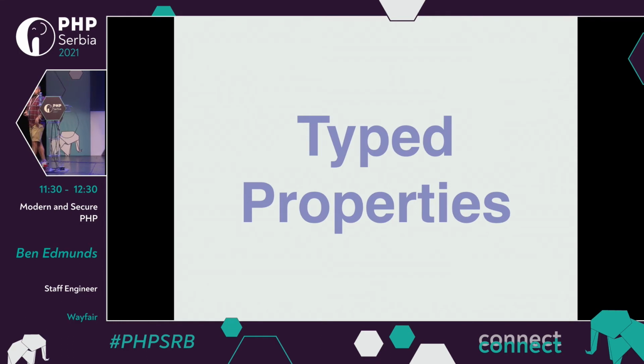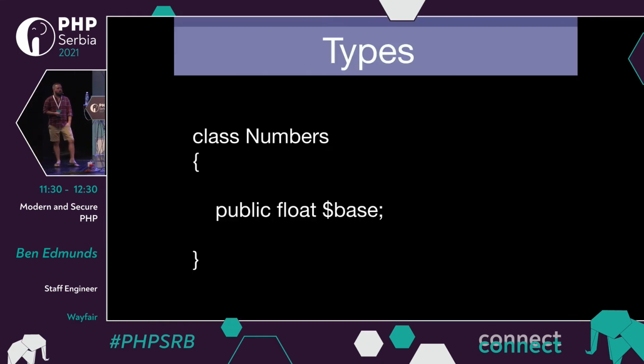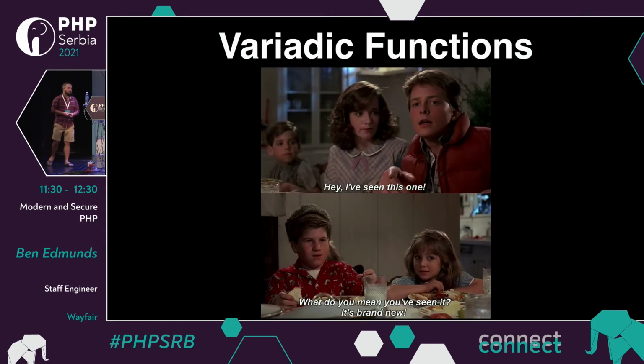Typed properties were added in 7.4. So this is really handy. In your classes, you can now define the types for the properties of that class. So here we have a numbers class, and we're defining that it's going to be a float for our base value. We also have Variadic Functions, which we've had before, but the syntax for them changed, and it's a bit easier to use now.